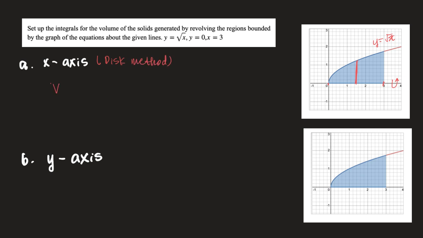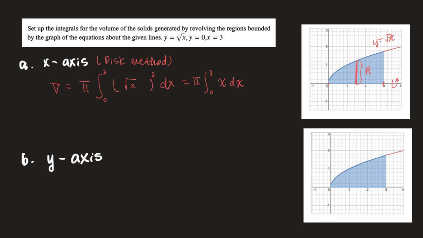This method is going to be V equals pi integral of radius squared dx, rotating about the x-axis. What is the interval of x? It's 0 to 3. R is the y value, y equals square root of x. So it's pi integral from 0 to 3 of x dx. That's how you find the volume when the region is rotated over the x-axis.